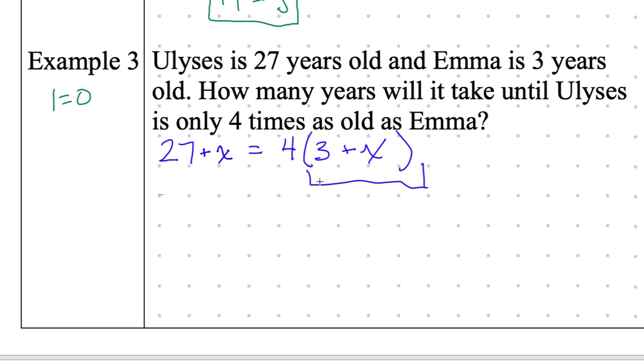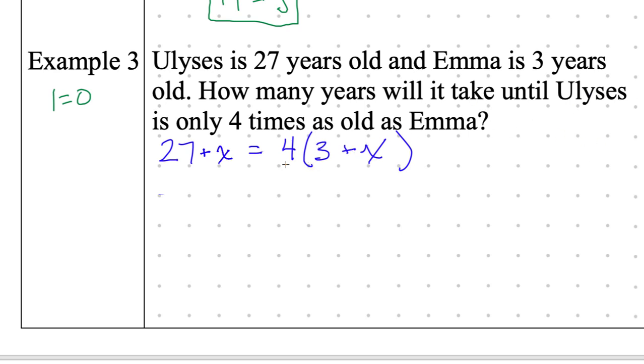Here, go. Well, I'm just thinking 27 divided by 3. Right now he's 9 times as old as her, so how could he ever be? Okay, yeah, I'll show you right now. So let's solve this really quick, and I'll show you another way to look at this.